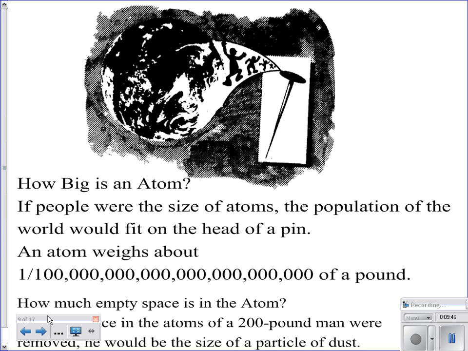Well, if people were the size of atoms, the population of the world would fit on the head of a pin. And an atom weighs about, I don't even know how to say that, one very small fraction of a pound. And if we're talking about the empty space in an atom, if you were to remove all of the space in the atoms of a 200-pound man, then he would be about the size of a particle of dust. So lots of empty space, just a really dense nucleus.